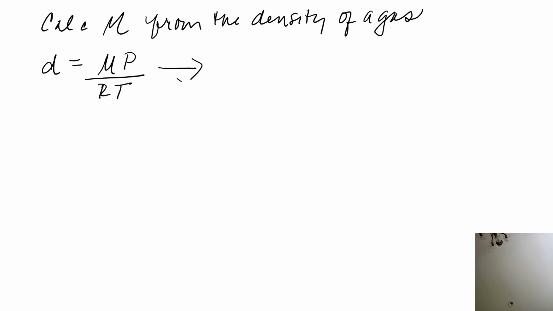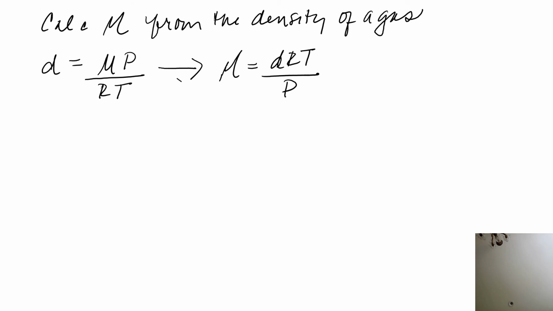And here we are going to calculate molar mass from the density of a gas. So we know that D equals density, molar mass, times pressure over RT. So we can rearrange this to say that molar mass equals D RT over P.